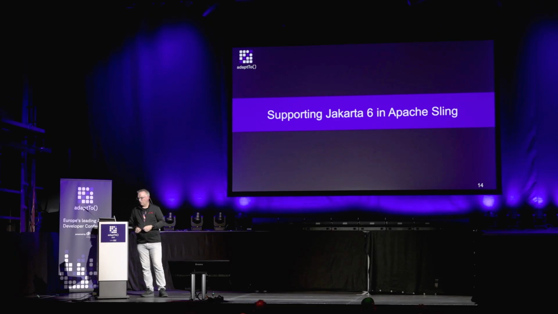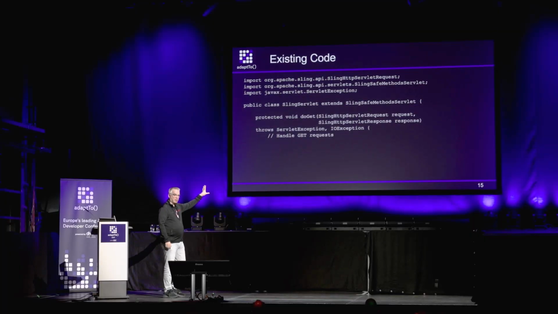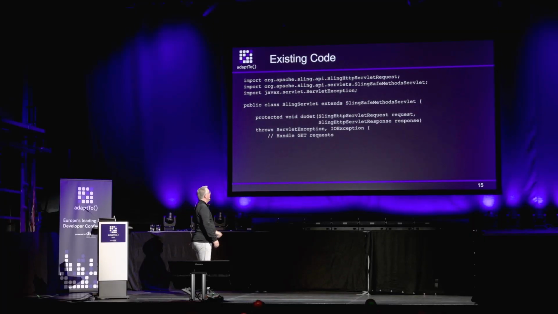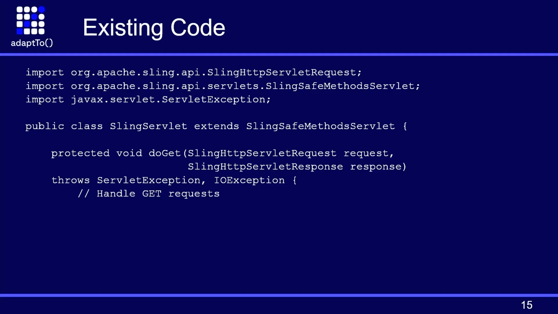So, and that left us with the topic, how do we support Jakarta 6 in Sling? Now, for the younger people, this is Java code. If you've not seen it before, Java code. So this is how usually, if you're developing a servlet, it looks like. You have some imports. You see you're importing the JavaX servlet stuff. You're importing some interfaces from Sling, and then you write your code. So you have a dependency on both. Okay.